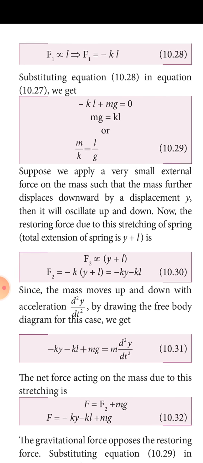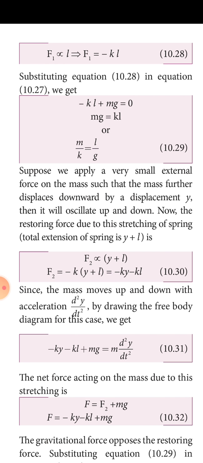Now the second case. Suppose we apply a very small external force on the mass such that the mass is further displaced downward by a displacement y. Then it will oscillate up and down. Now the restoring force due to the stretching of the spring, F2, is directly proportional to y plus l. In the same way we can write F2 becomes minus k into y plus l, so multiply the minus k inside the bracket.